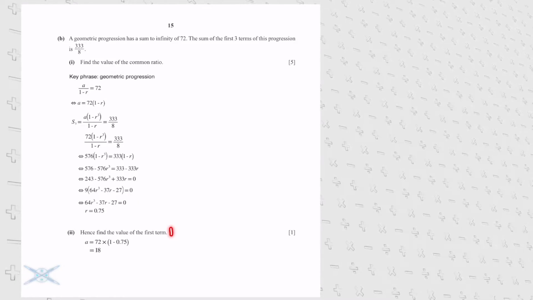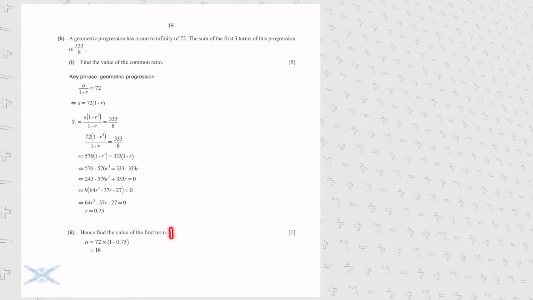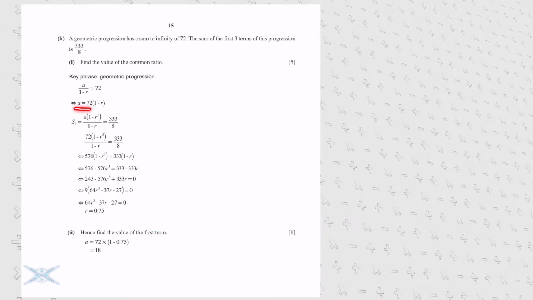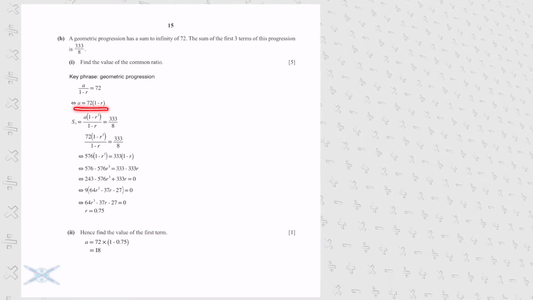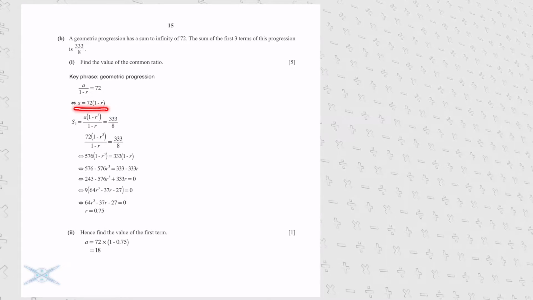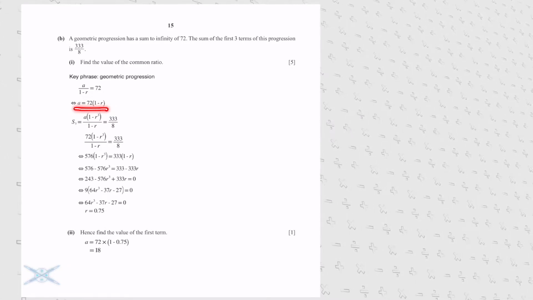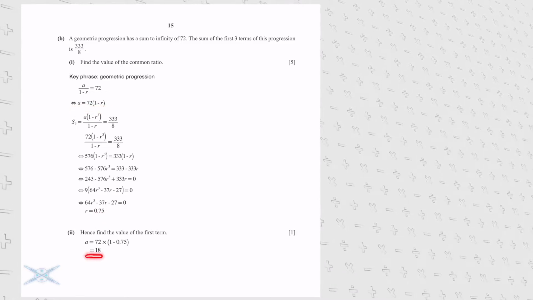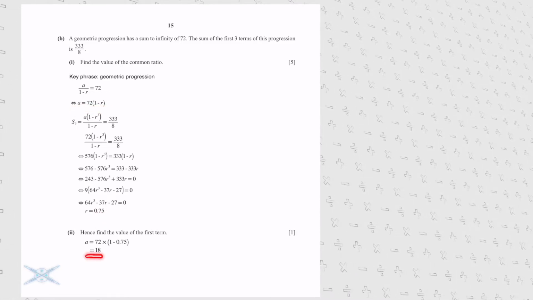In part 2 of exercise 10b, we are supposed to find the value for the first term. For this we can simply use our expression from exercise 10b1, which states that a equals 72 multiplied by 1 minus r. We replace r with 0.75 and come to the conclusion that the first value of this geometric progression is 18.